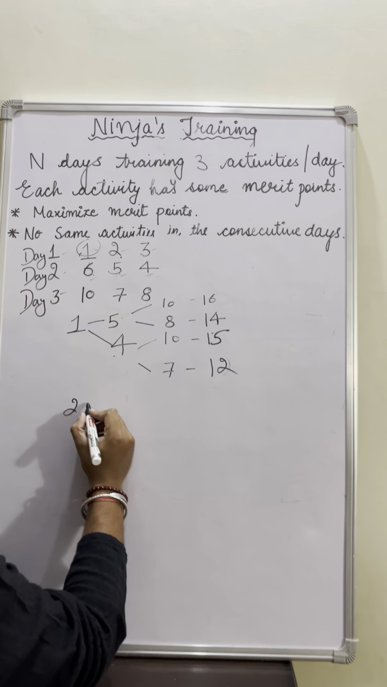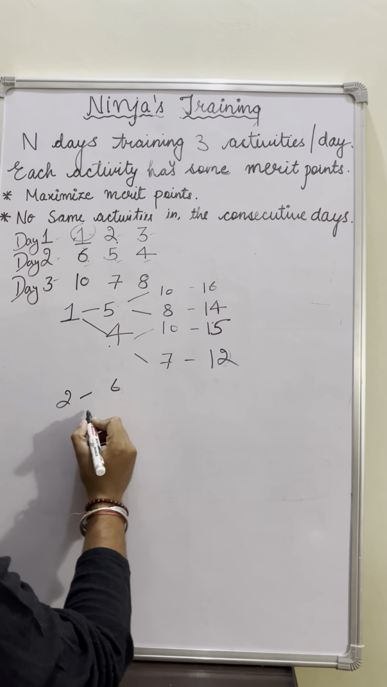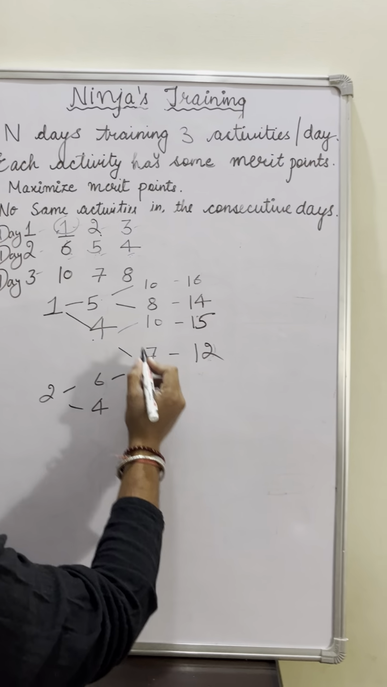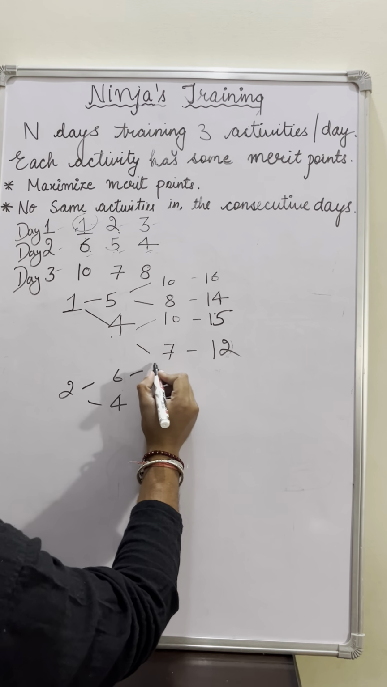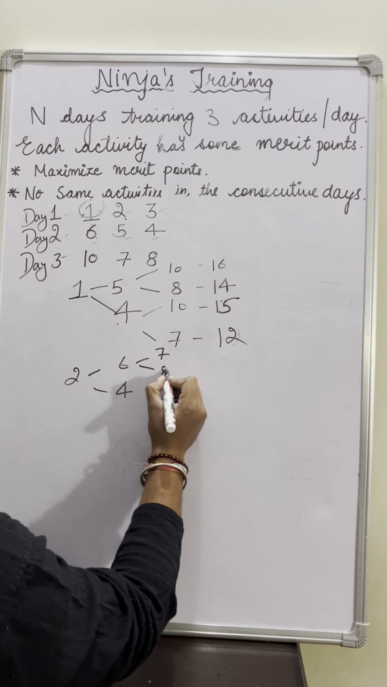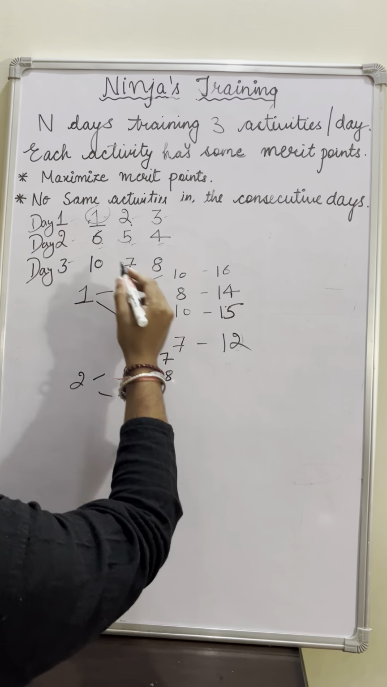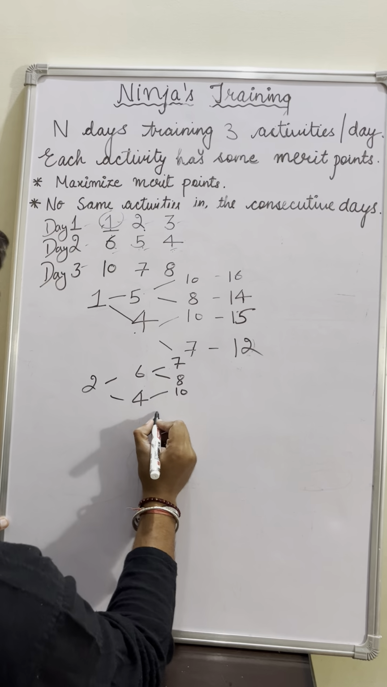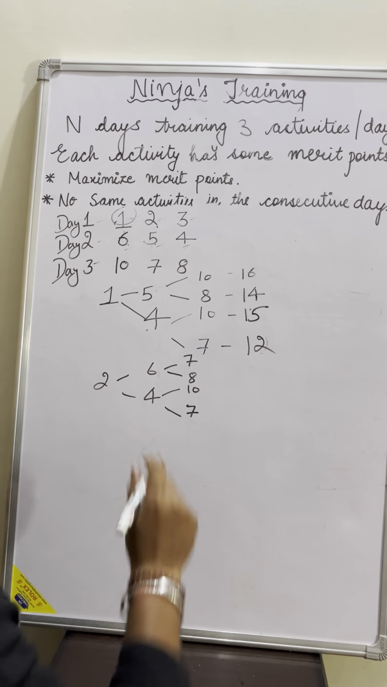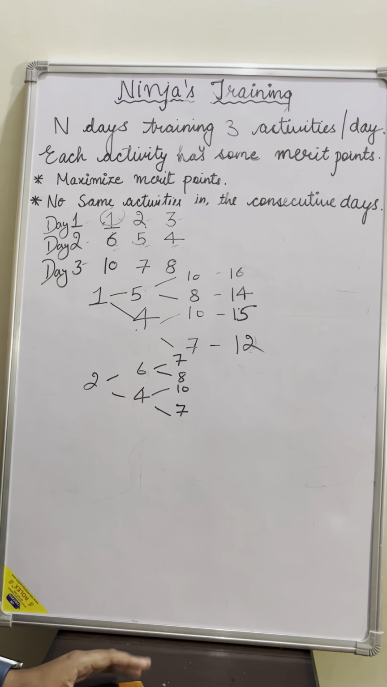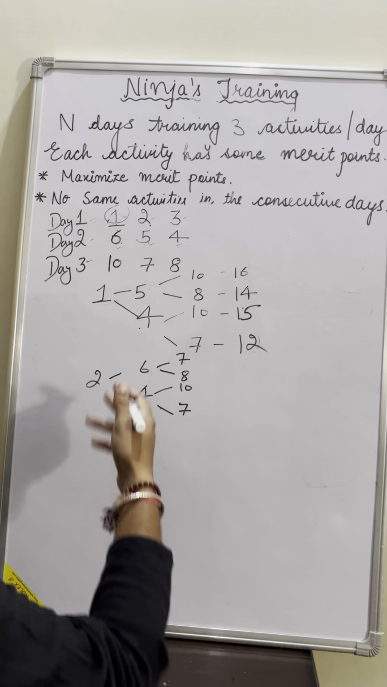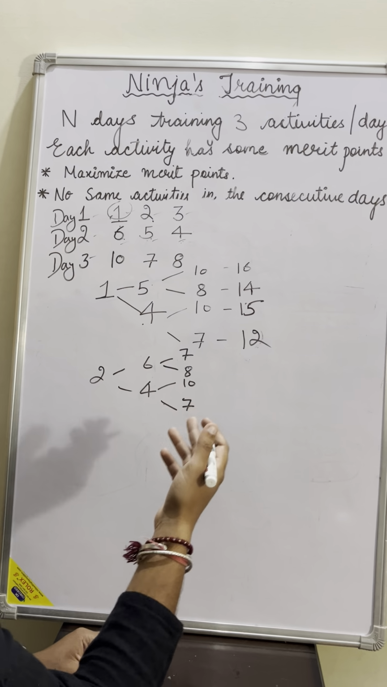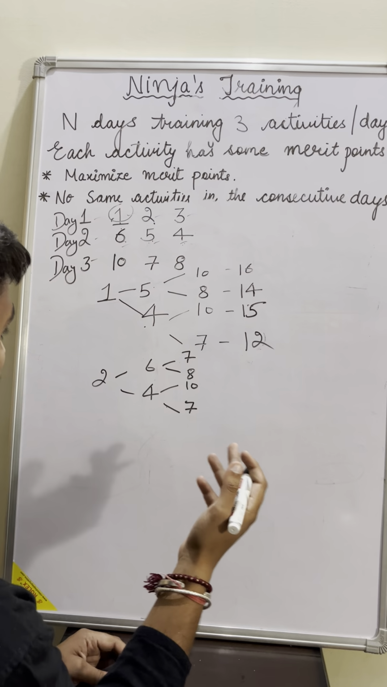For 2, similarly we can choose 6 and we can choose 4, and in this particular way we can choose 7 and 8, and for 4 we can choose 10 and we can choose 7, right? So in this way we are also able to find what should be the best answer.